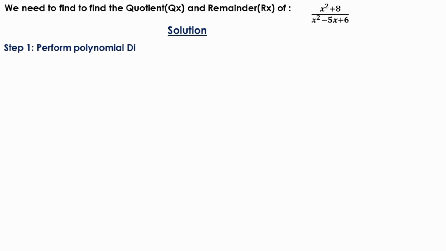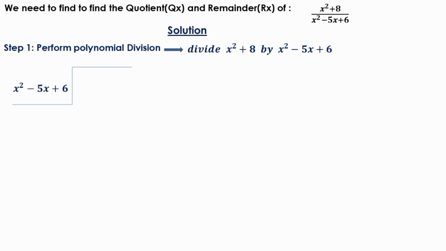So the first step we'll be taking is to perform our polynomial division operation. We're going to be performing this long division operation, that is, we're going to be dividing the numerator by the denominator, x squared plus 8 divided by x squared minus 5x plus 6. To perform this operation, we'll take the denominator and place it outside of this operator diagram. Then we are going to place the numerator inside of this operator diagram. So that will be x squared plus 8.